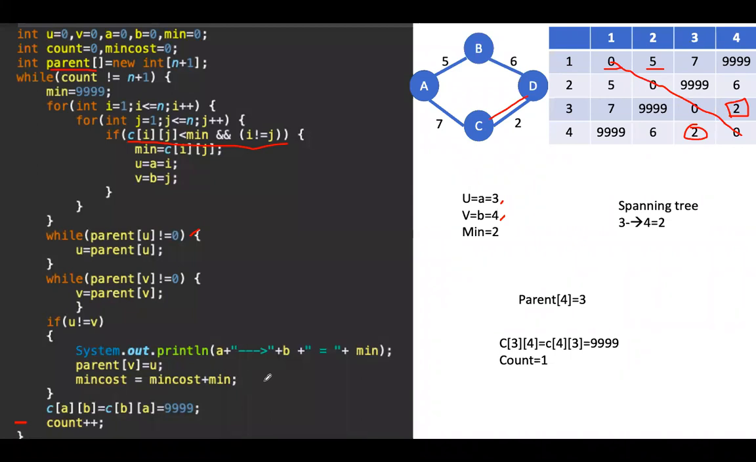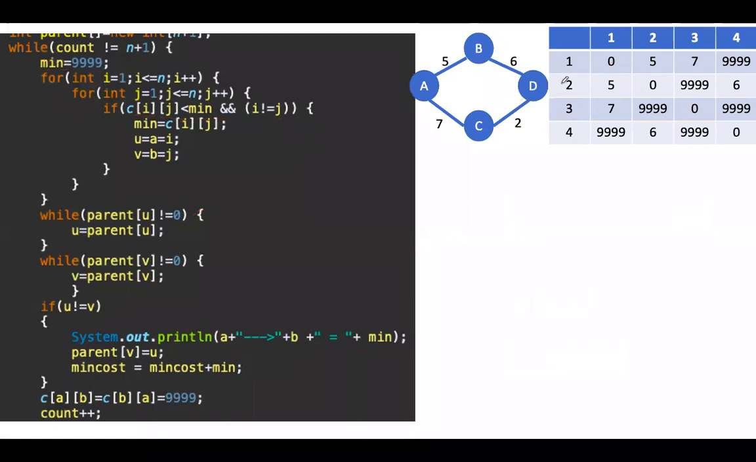Is it clear? Have you understood? Count will be incremented to 1. Okay, so that is the first iteration, first edge we have selected in this graph. Next, as I said, this will become 999. Okay, again, while count not equal to n plus 1. This condition is true because count value is 1, n plus 1 is 4 plus 1 is 5. They two are not equal.